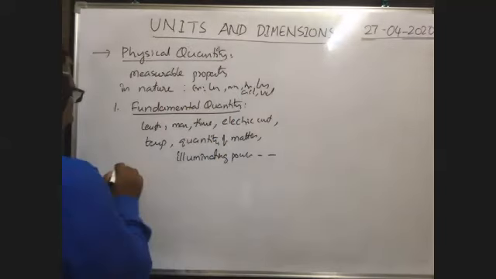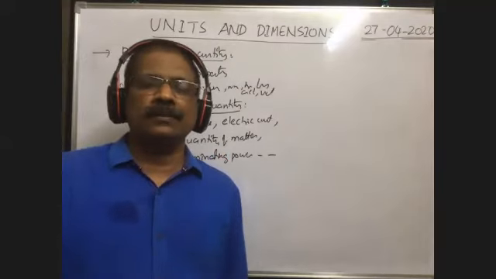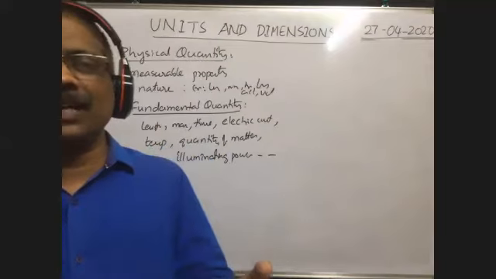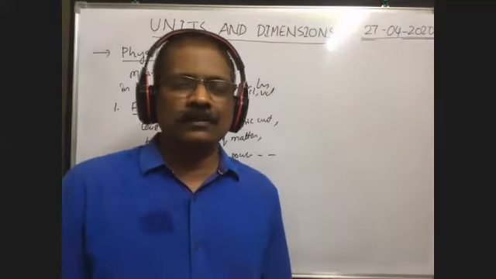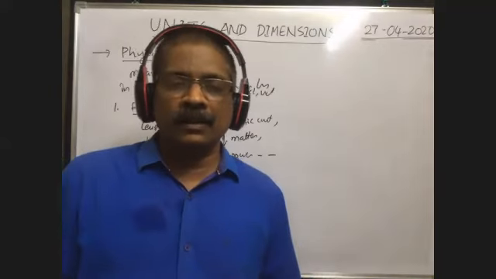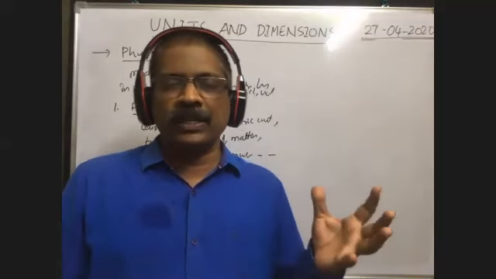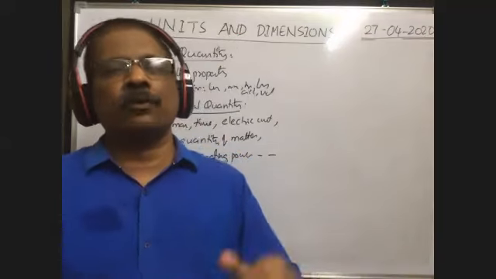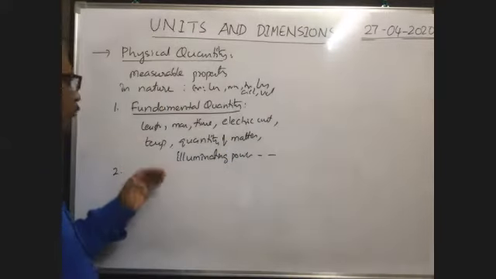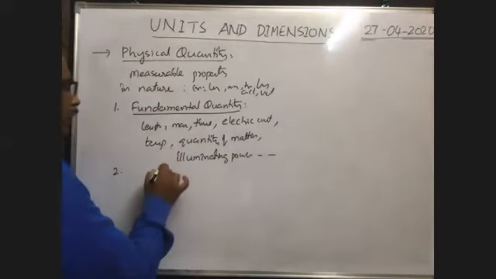So next, the physical quantities which depend on fundamental quantities are called derived quantities. The physical quantities which can be derived from the other physical quantities are called the derived quantities. Okay, the units of fundamental quantities are called fundamental units.